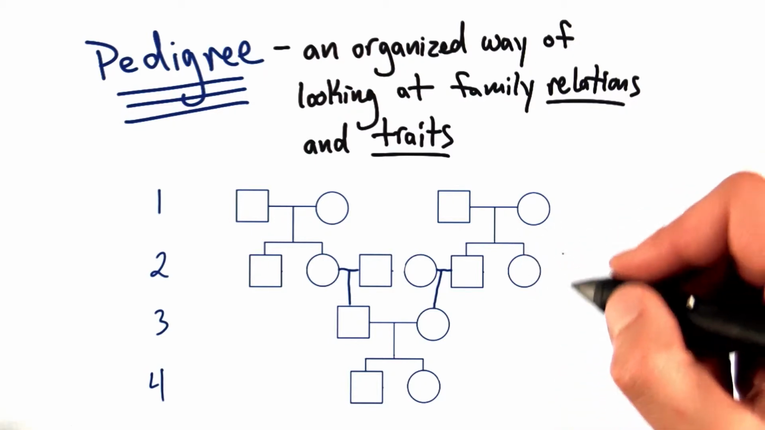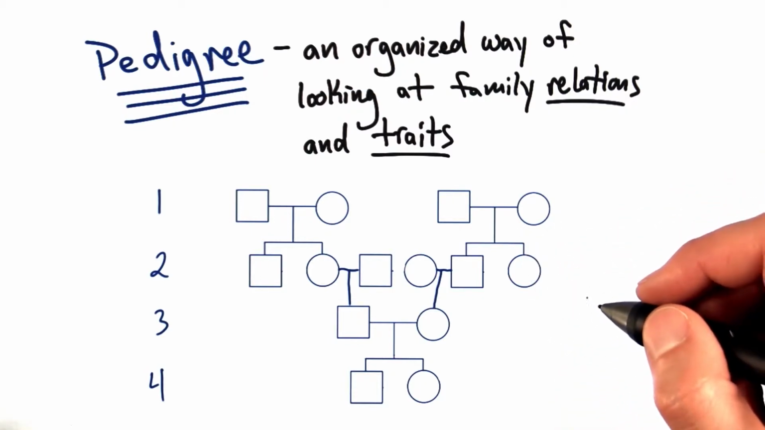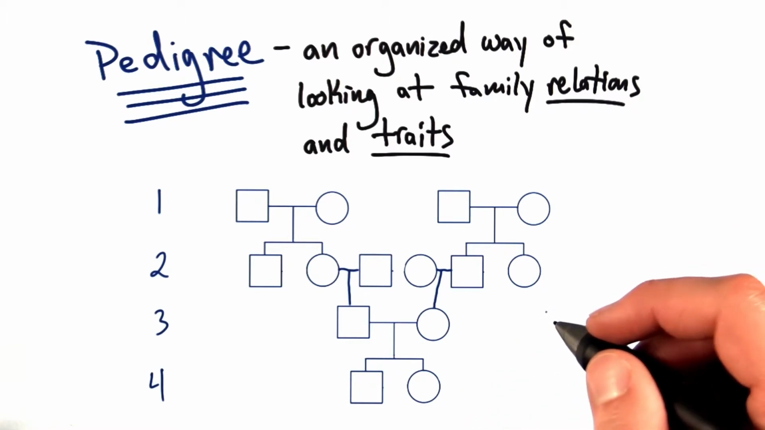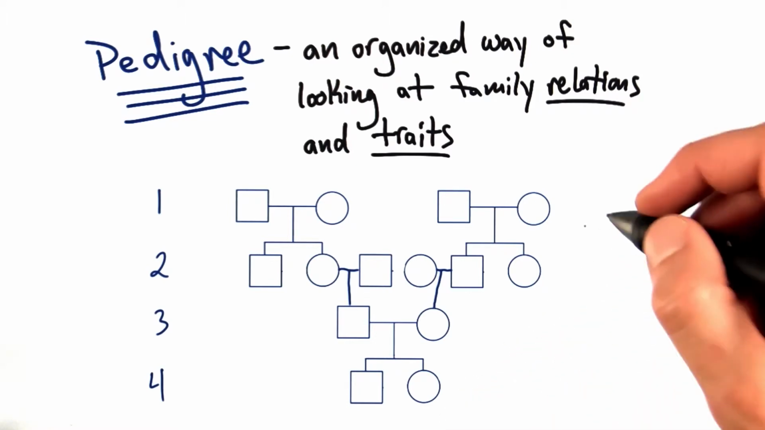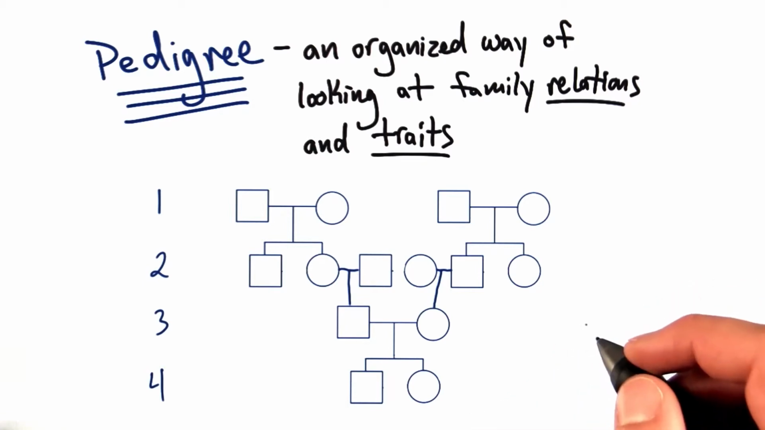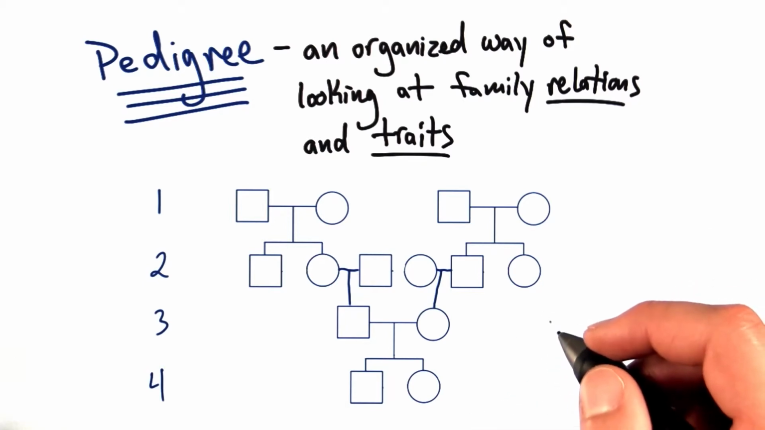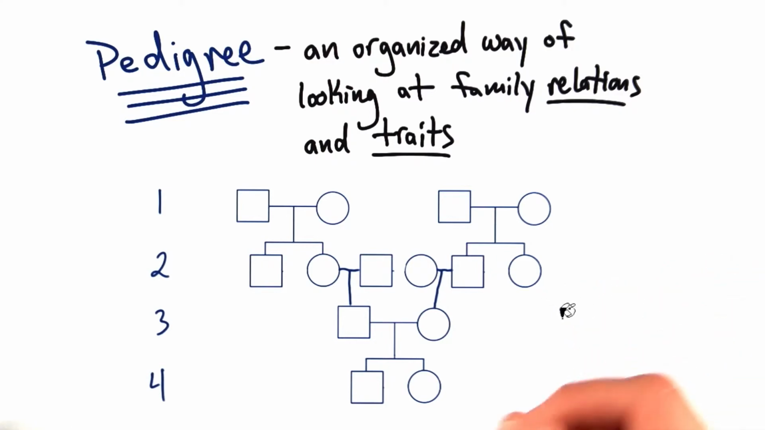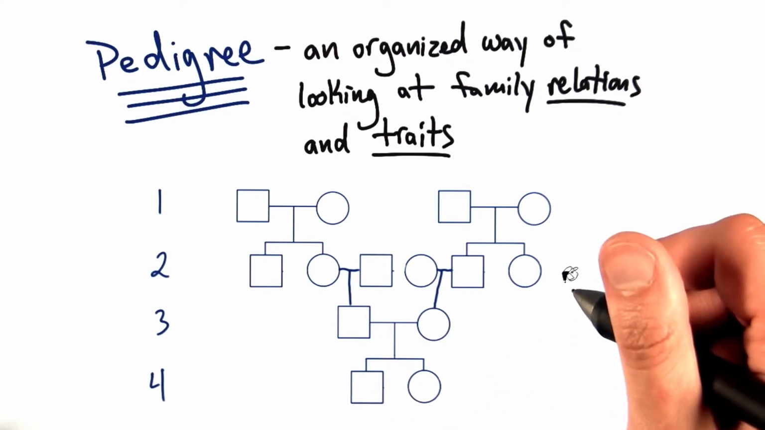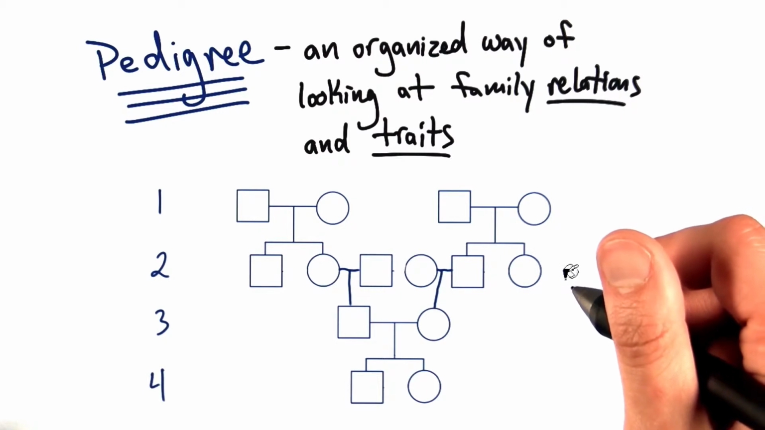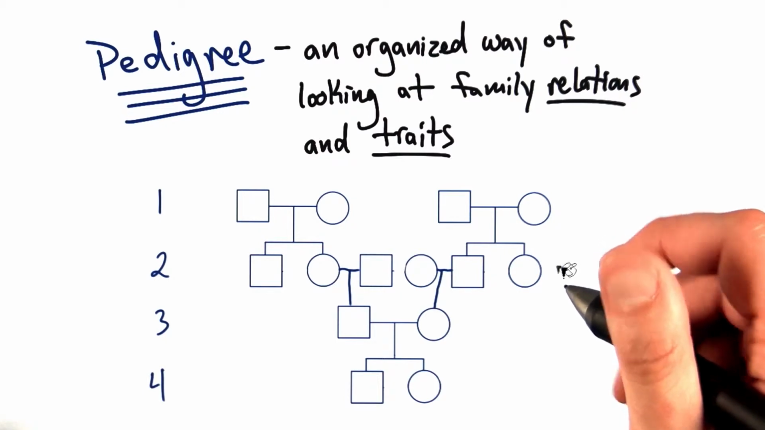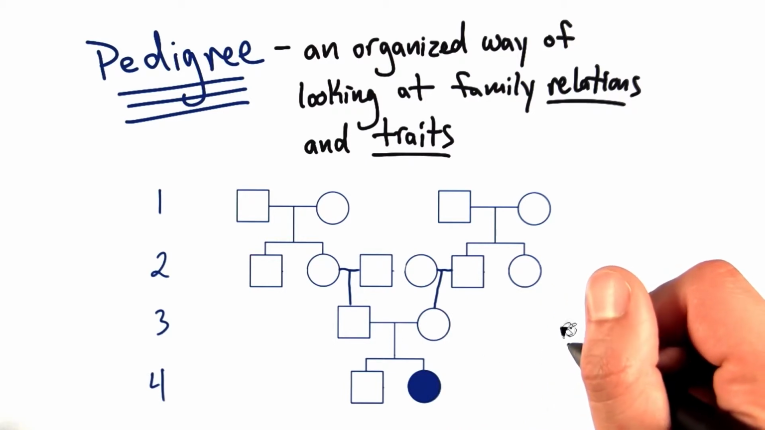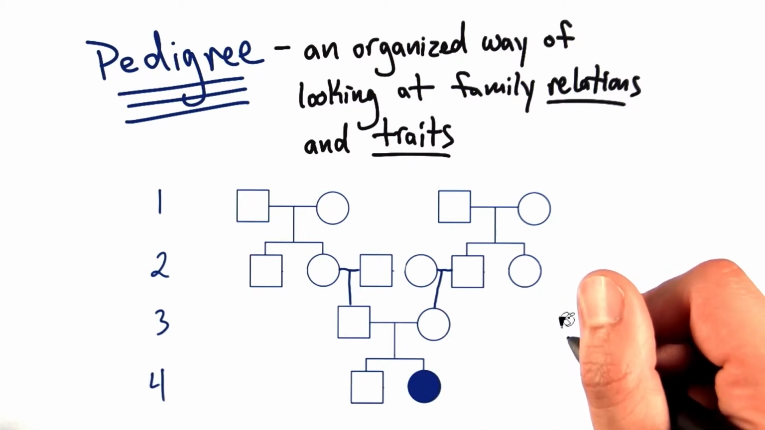Now, none of this is probably really unique to you from our family tree that we were looking at before, because we've got the genetic relatedness of the family, right? We can see the tiers, the organization, the male-female aspect of it. But what we're missing are trait relationships. And this is where pedigrees become immensely useful, because not only are these shapes indicative of whether the individual is male or female, but we can also shade them in to indicate whether or not the individual has a particular trait or not.